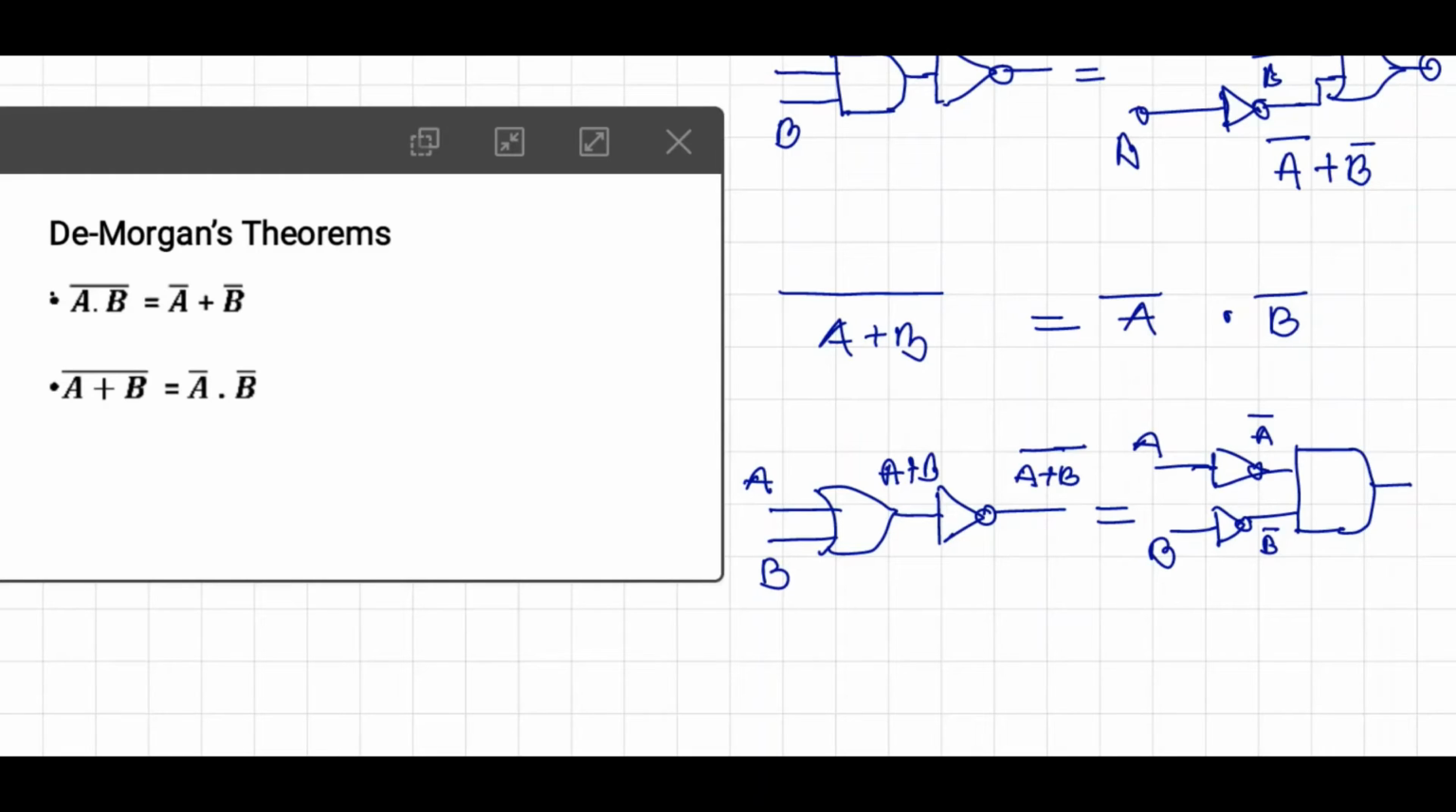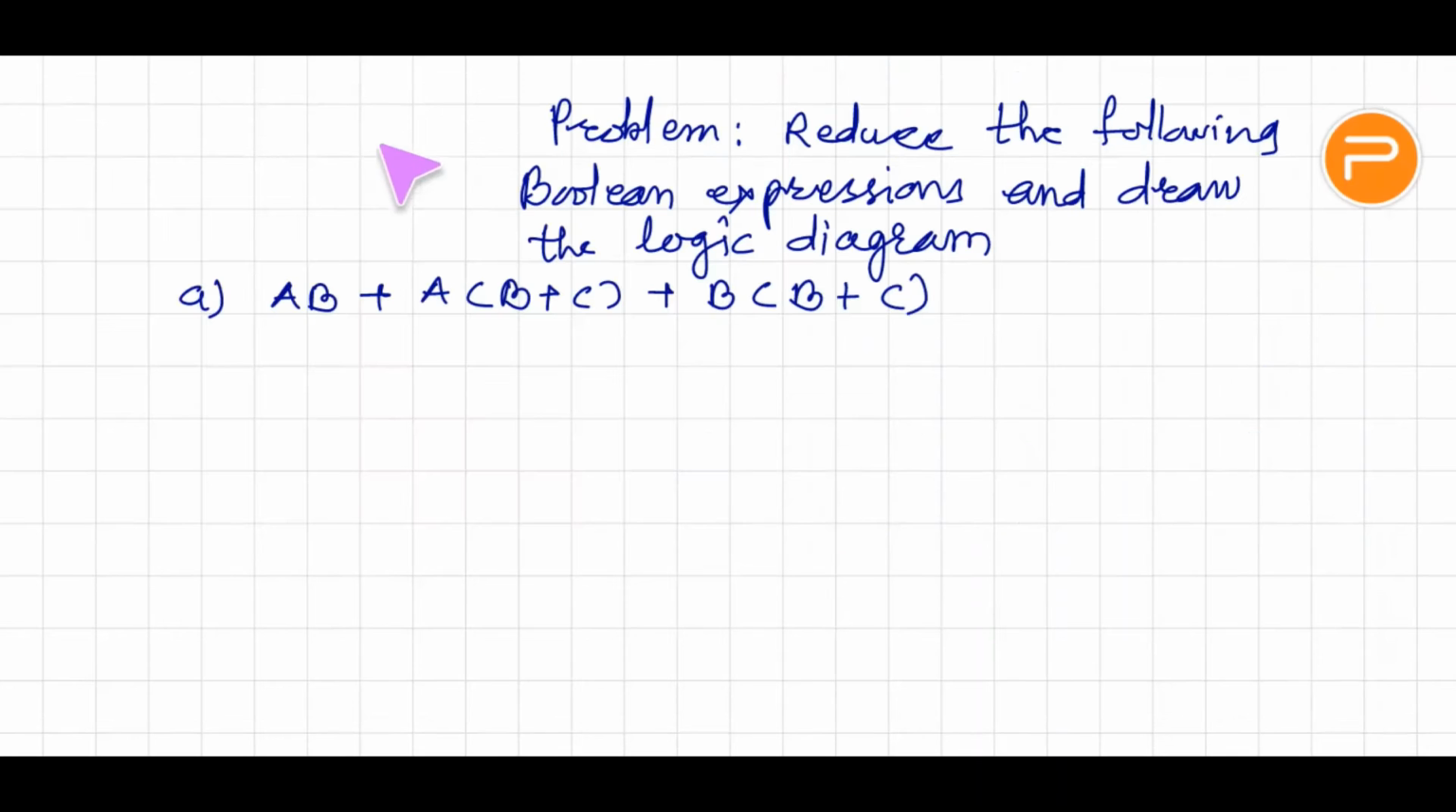That means the same expression can be obtained by a combination of OR gate and NOT gate, or if you don't have an OR gate, then the same result can be obtained by using an AND gate and a combination of NOT gates. So this is the important use of the theorem in simplifying expressions.